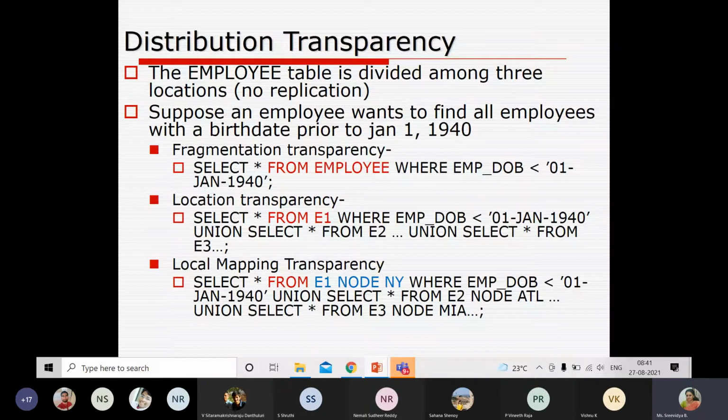A fully distributed database system would try to achieve fragmentation transparency, but there can be several reasons why we go down the line and then say we will have location transparency or local mapping transparency, maybe for implementation, maybe for ease of access or scaling the levels. Different reasons we go with different types of transparency. So that's about distribution transparency.